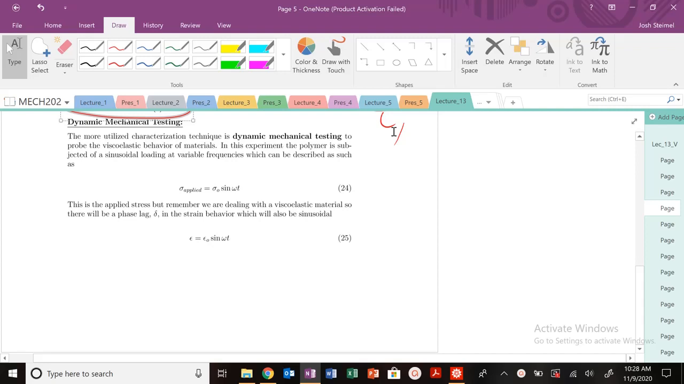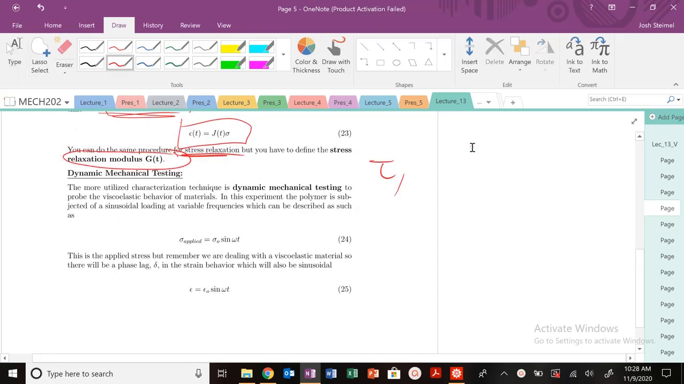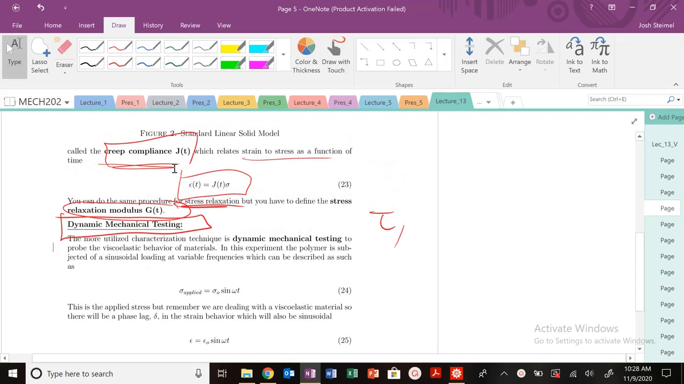We're going to talk about dynamic mechanical testing today. So previously we were working with Kelvin-Voigt models, Maxwell models, standard linear solid models, Boltzmann superposition principle, creep compliances, relaxation moduli, and we were seeing how these models were getting really complicated.